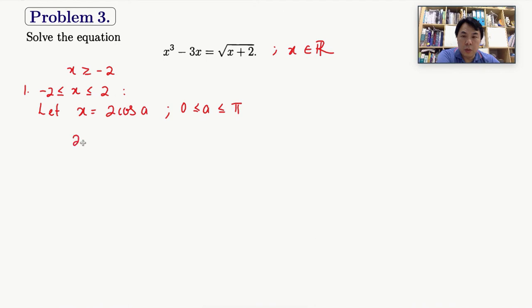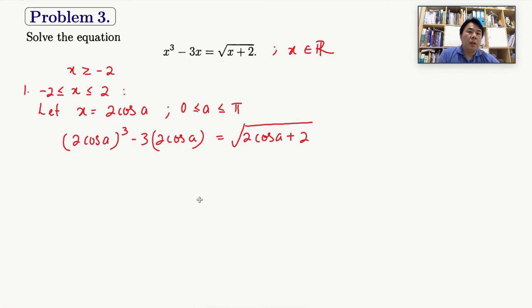So that would actually yield 2 cos a cubed minus 3 2 cos a here. Okay. And then that will be equal to 2 cos a. Is it 2 cos a? Yeah, correct. Plus 2. Okay.